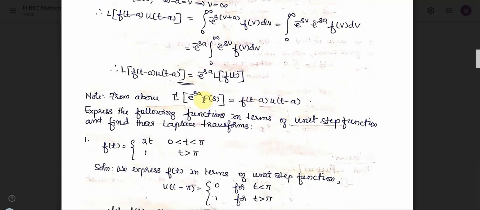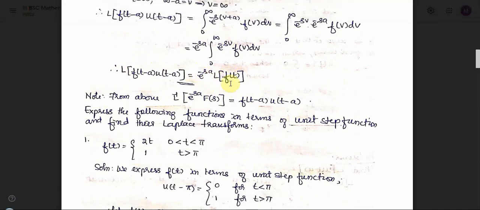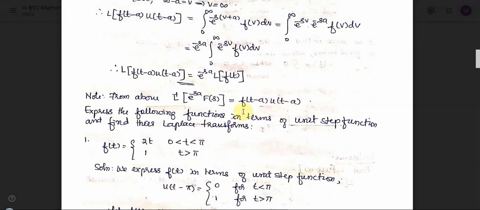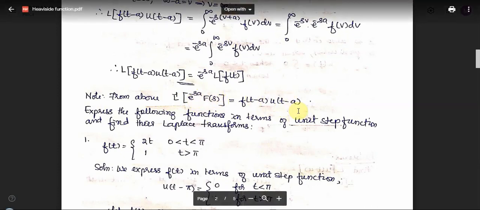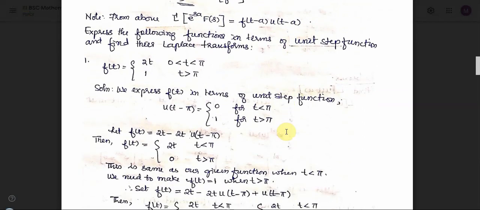From here, we have another application. So that if L of f of t is equal to this one, L inverse of the second term is equal to the first term, f of t minus a into u of t minus a. Therefore, I can find the inverse Laplace transform of e power minus as times some function using my unit step function. Okay, slowly we will go into different kinds of problems.